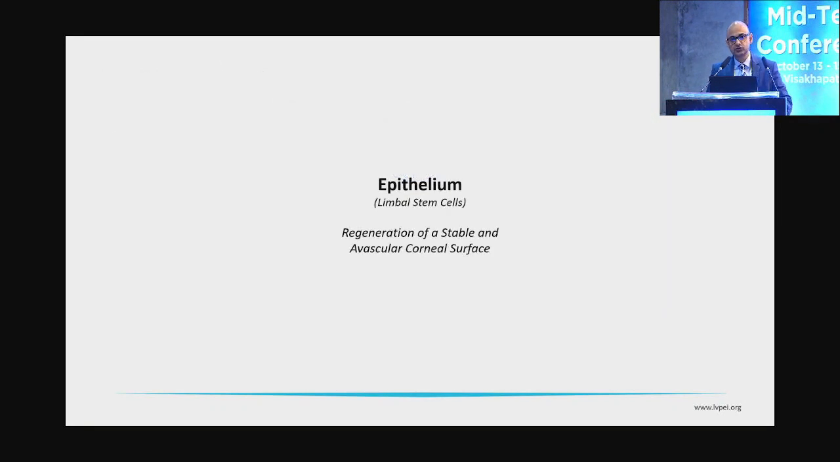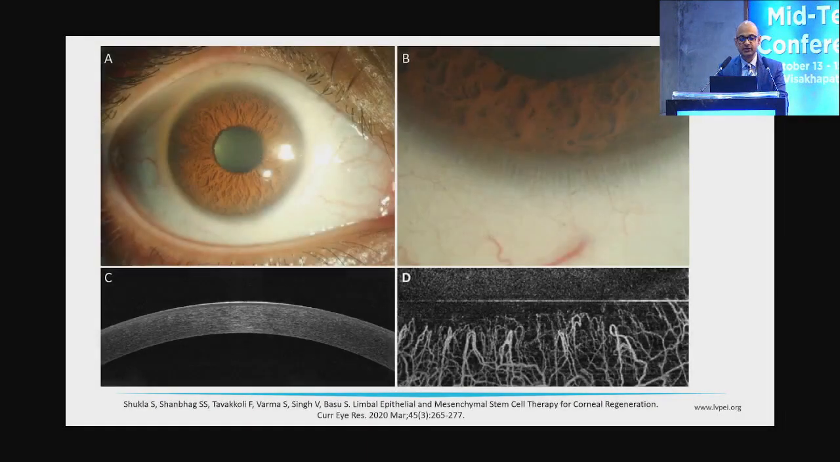I'm going to first talk about the epithelium, corneal epithelial regeneration, and we are going to go layer by layer, but I'm mainly going to restrict myself to the epithelium and to the stroma. The corneal epithelium, as you know, arises from the limbal stem cells, and our efforts have been towards regenerating a stable and avascular corneal surface through epithelial regeneration.